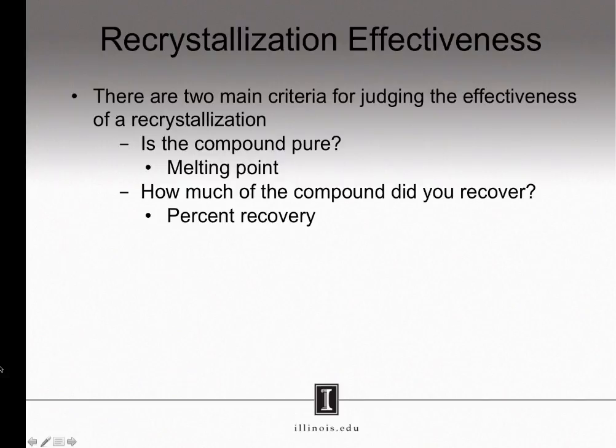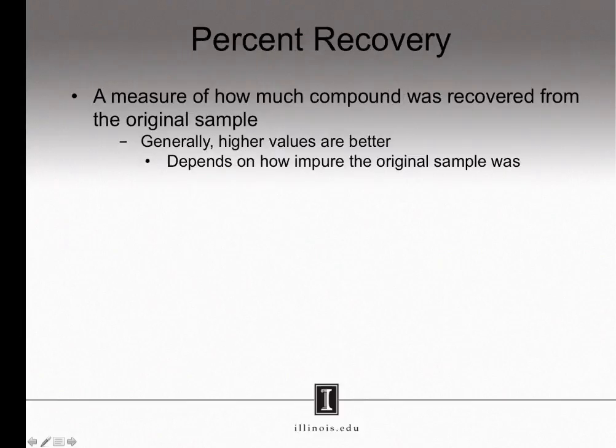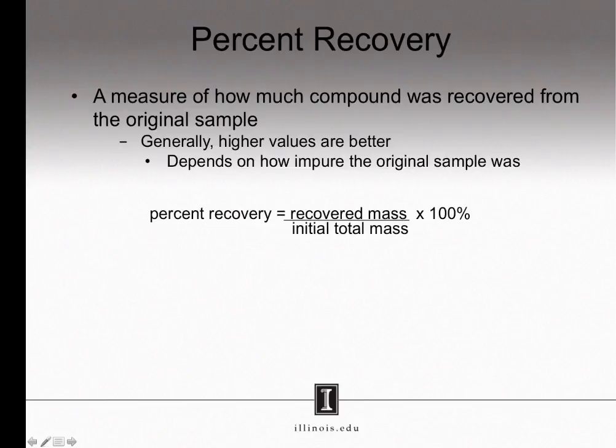Retrieving pure compound is great, but if you started with 100 grams of compound and got only 1% of it back, it cost you a great deal. To help us gauge just how much of our compound we got back, we will use something called percent recovery. Percent recovery is a measure of how much of your compound was recovered from the original sample. Generally, higher values are better. However, there are exceptions. For example, if half of your starting material was impure, then a percent recovery of 50% would be great.